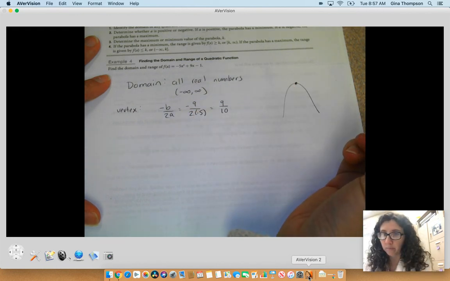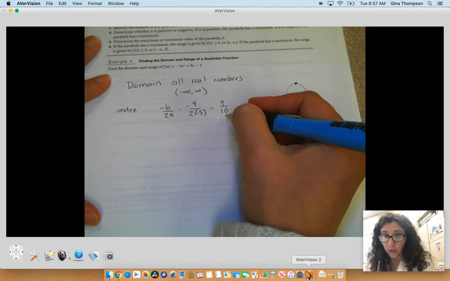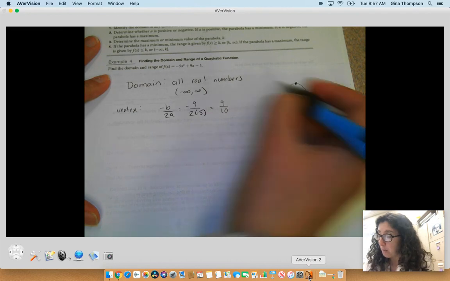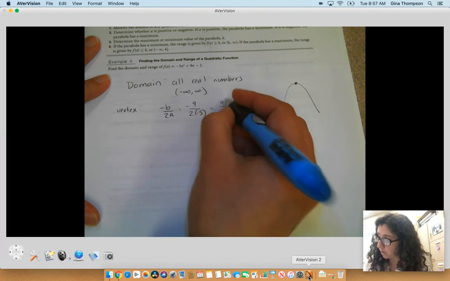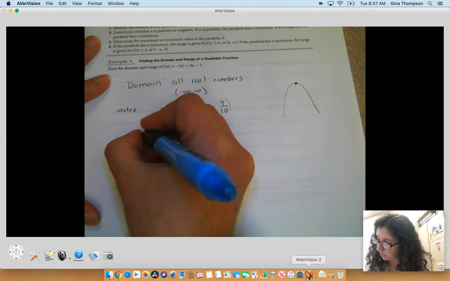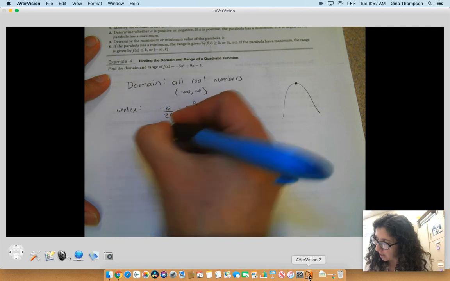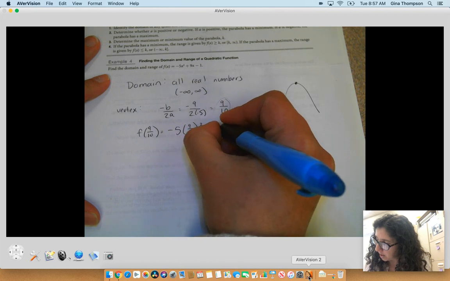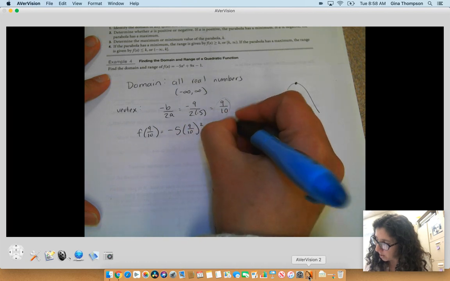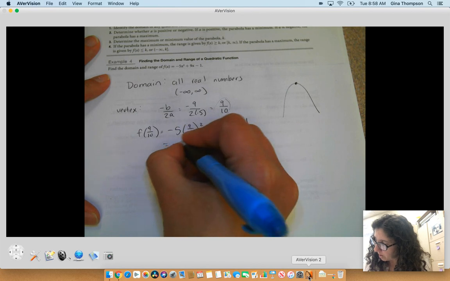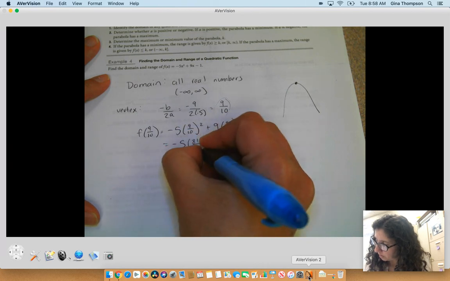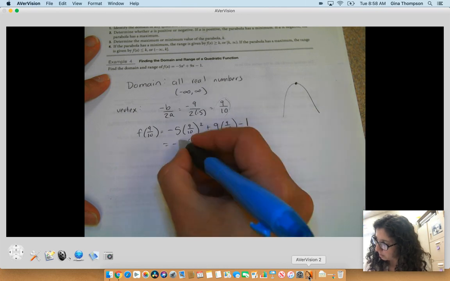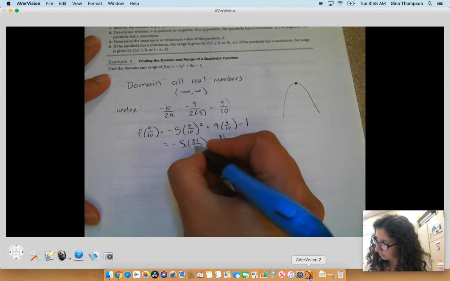Is that the answer? No. That is the x value of the vertex. Do we care about the x value to find the range? Not really. But now we can plug this into our original equation. So f of 9/10 is minus 5 times 9/10 squared plus 9 times 9/10 minus 1. So work this out. What do we get?